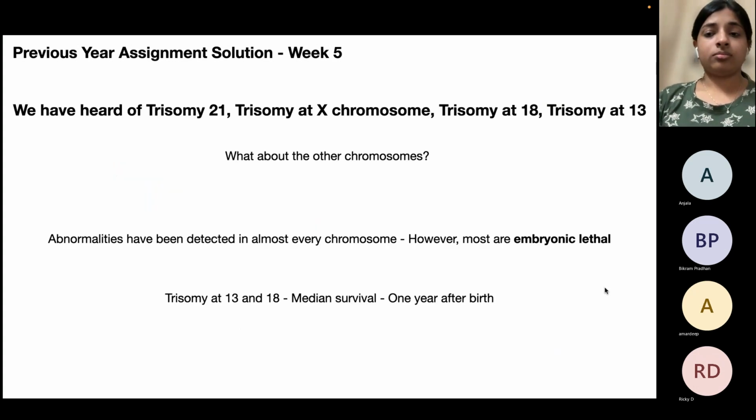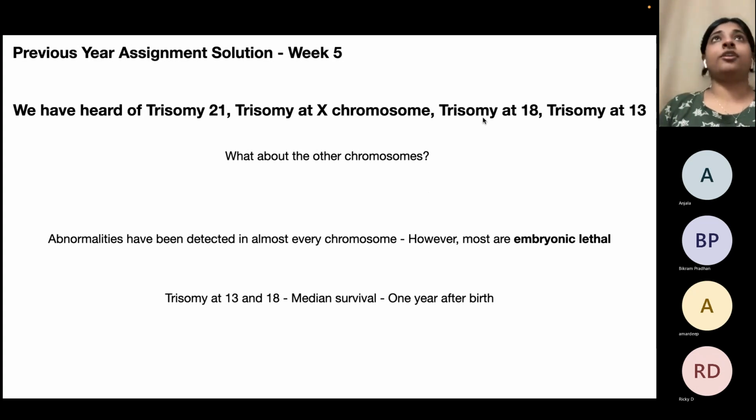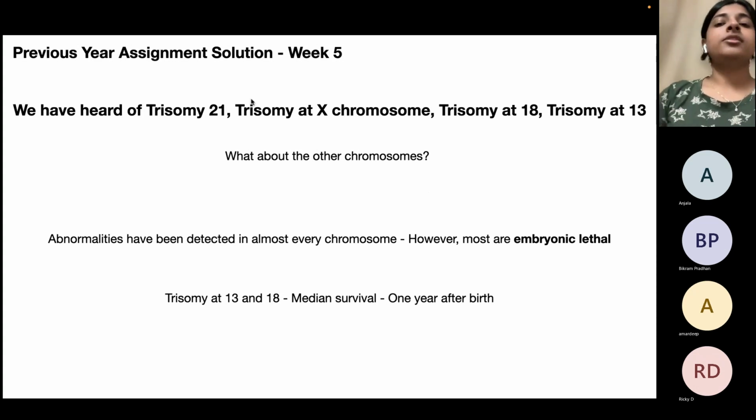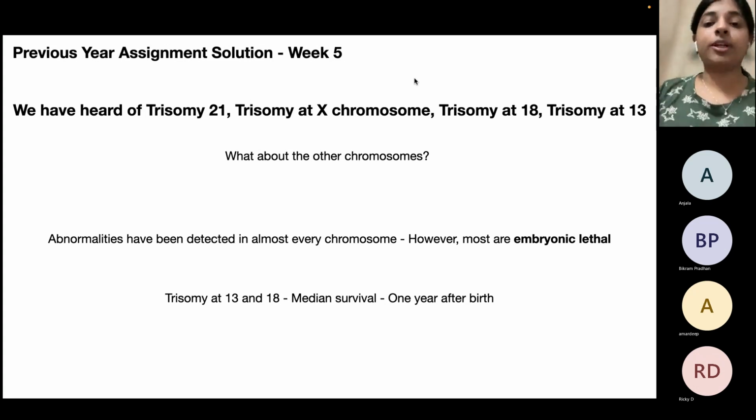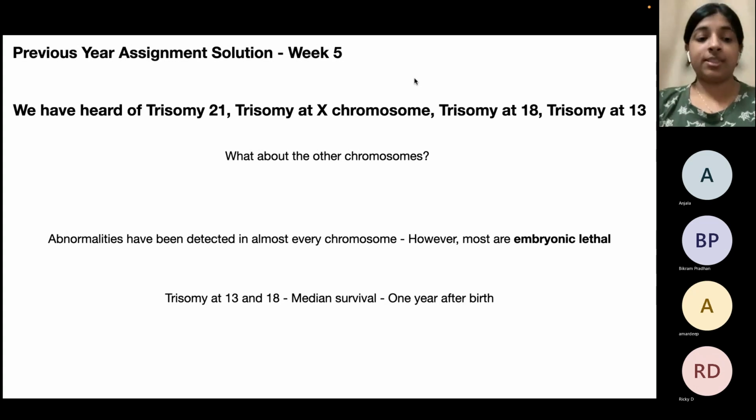So, in fact, we've heard of trisomy 21, trisomy of the X chromosome, trisomy 18, or trisomy 13. These are different clinical manifestations, some of which we have discussed previously. What about trisomy at other chromosomes? Do they always have accurate meiosis? Do they never have any problems? This is not the case.